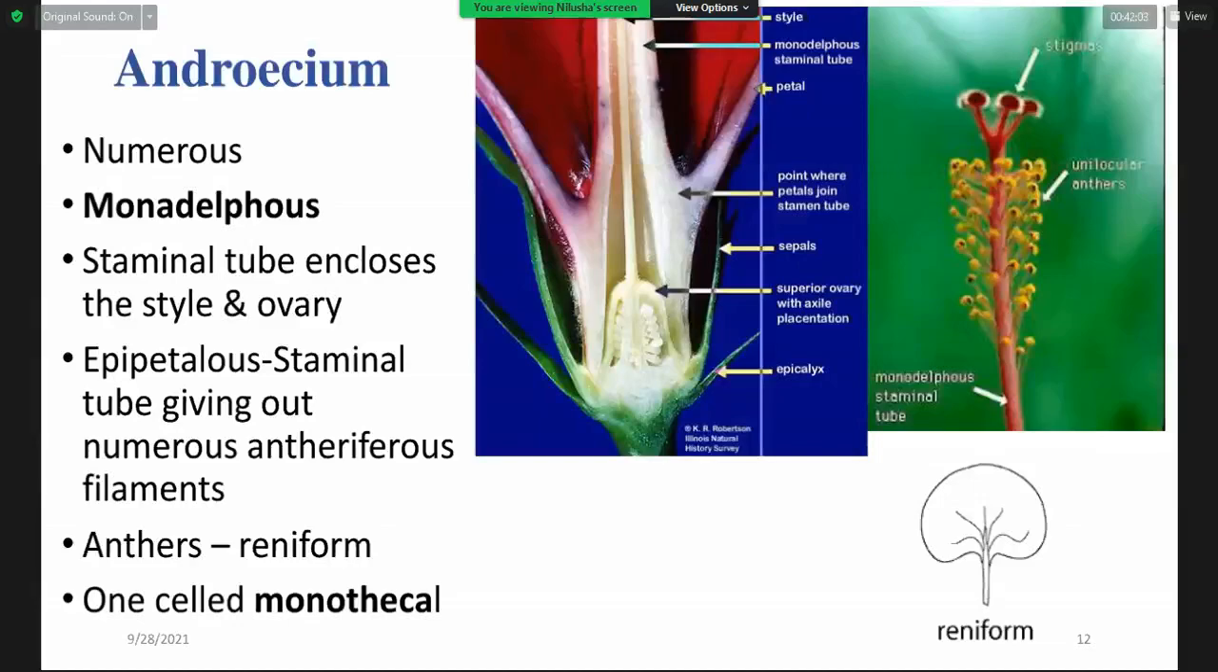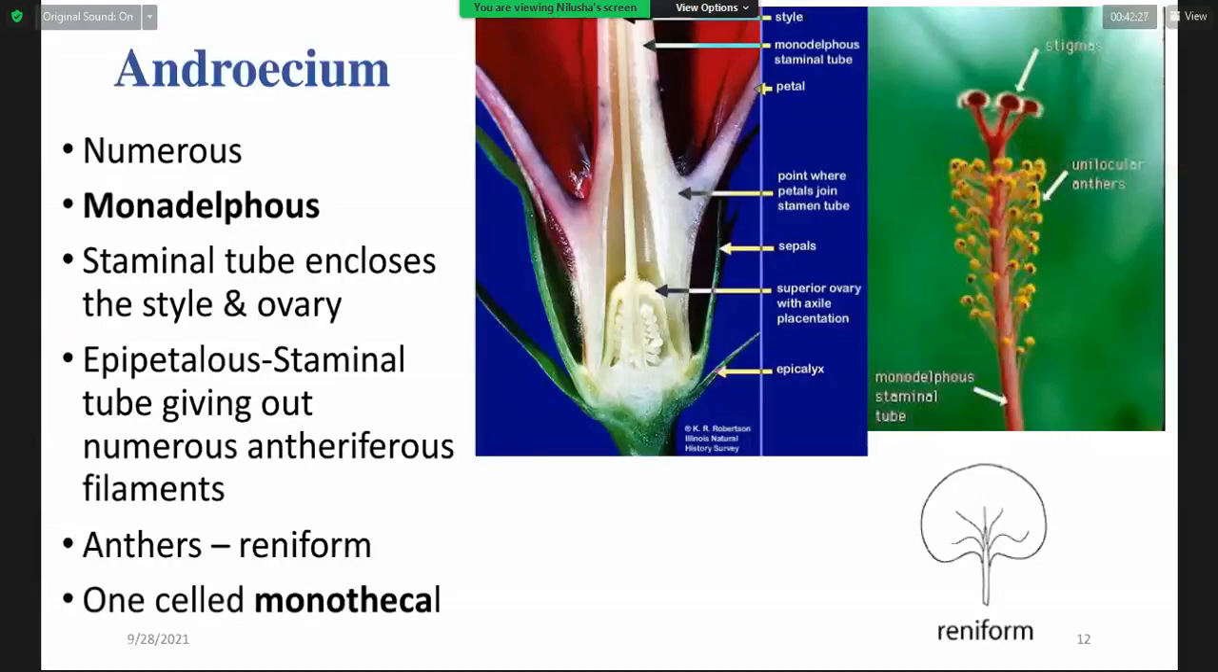These anthers are in monodelphous condition. Monodelphous means stamens united by the filaments into one column. So we call it the monodelphous condition, because all the stamen parts are attached to the staminal tube.